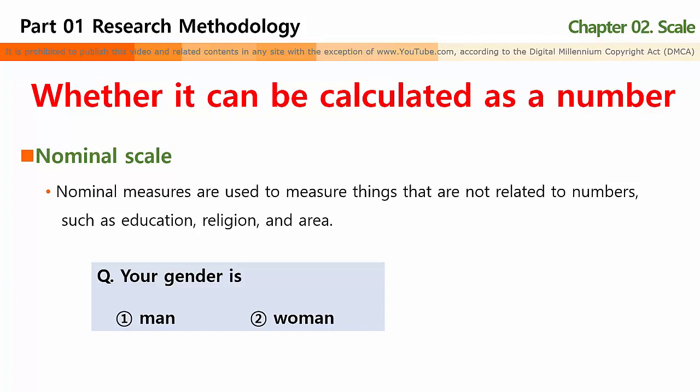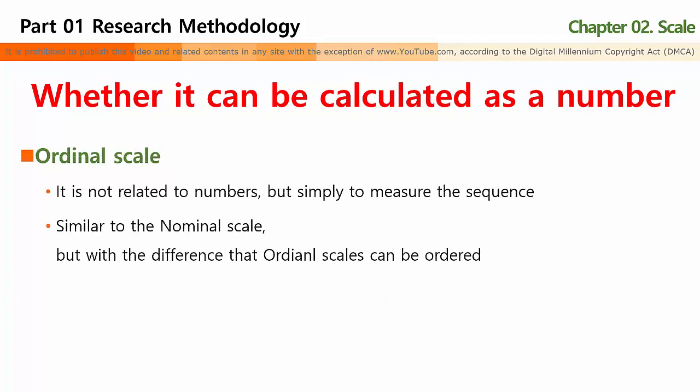The reason for choosing number as gender are not because they are related to number, but because they are used as a way to distinguish between numbers and for convenience of research. This is nominal scale that has nothing to do with number. The second is the ordinal scale.